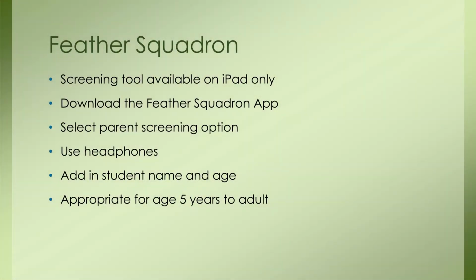Feather Squadron is a screening tool that's available on the iPad only. You would just go to the App Store, download the Feather Squadron app, and then there's an option to select parent screening. You do have to use headphones for this. There's an area where you add in the student name and age, and that provides you those normative scoring. And this is appropriate for ages 5 years to adult.